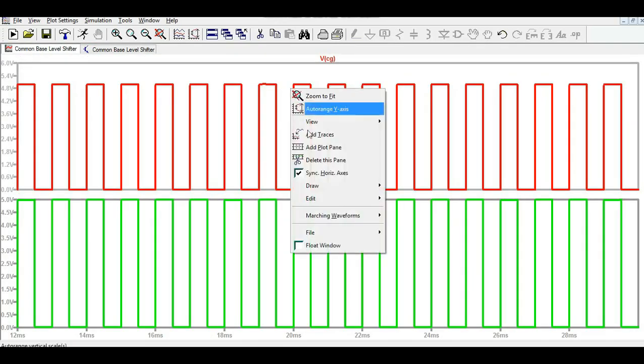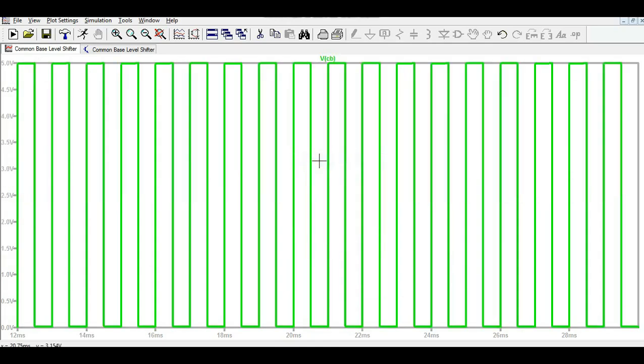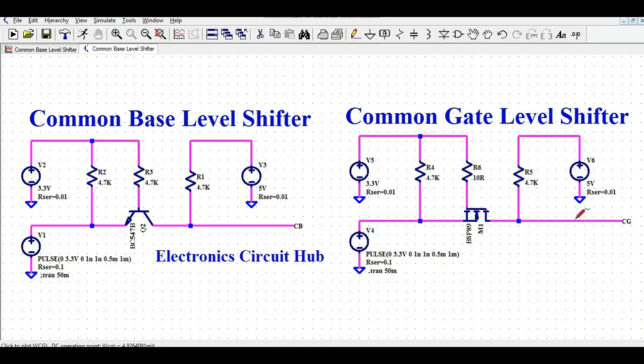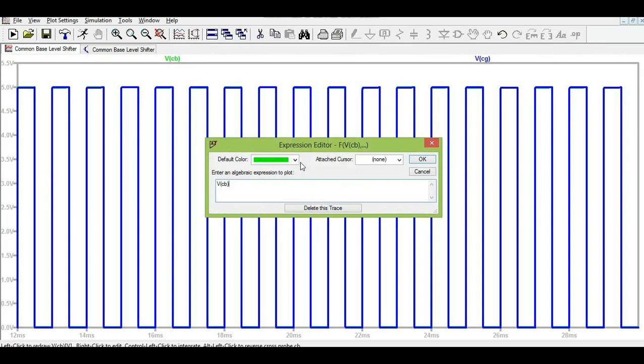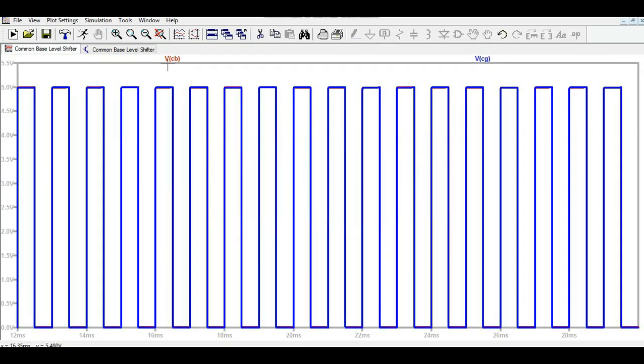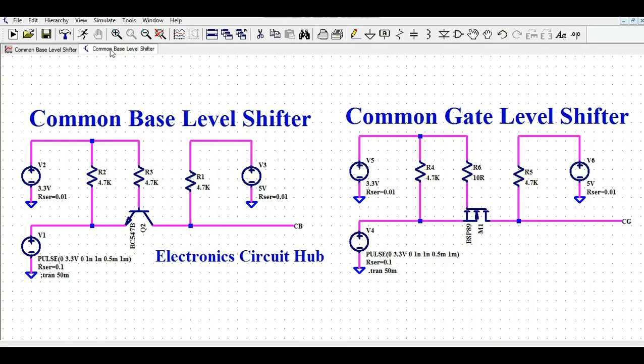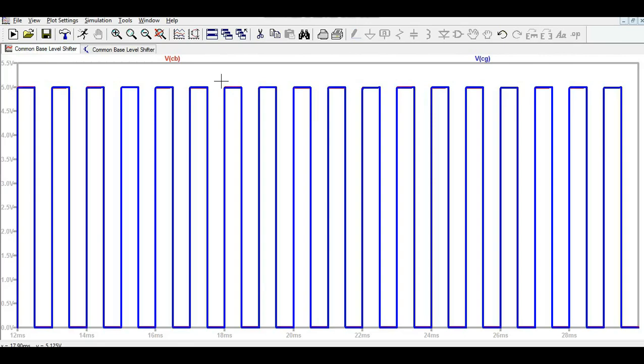Now what I'm going to do is delete this pane and overlap the signal here for common gate. In this window you can see your VCB. Let me change the color for VCB. Let us assume it is red. So this time your VCB is red and your VCG is blue. I have just overlapped the output signal for common base and the output signal for common gate, right? And let me zoom in.